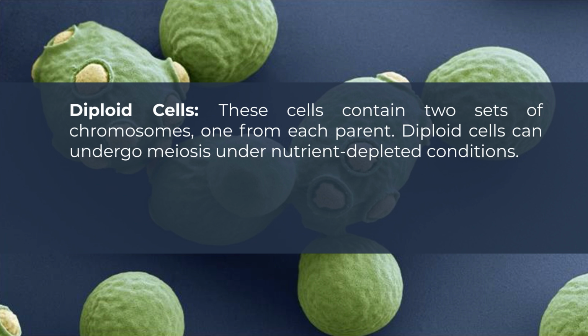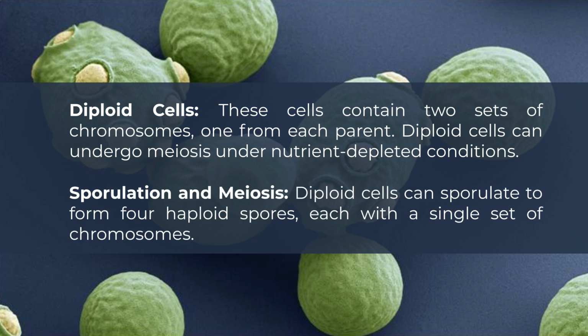In diploid cells, these two haploid cells of two different types A and alpha, as I told in the previous slide, produce a diploid cell, and these cells contain two sets of chromosomes, one from each parent. Diploid cells can undergo meiosis under nutrient depleted conditions. Sporulation and meiosis take place in the diploid cells. So these diploid cells can sporulate to form 4 haploid spores, each with a single set of chromosomes.